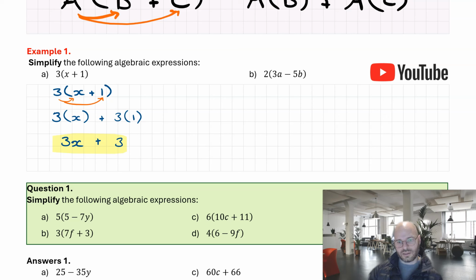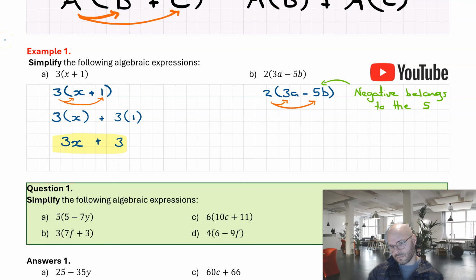Okay, next one, B. 2 multiplied with 3a minus 5b. Again, we expand this out. The product of 2 is going to copy itself onto 3a as well as copy itself onto the negative 5b. Remember, the negative belongs to the 5. The expansion of this is going to be 2 in brackets 3a plus 2 in brackets minus 5b.